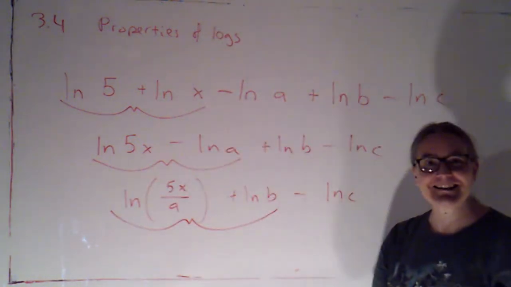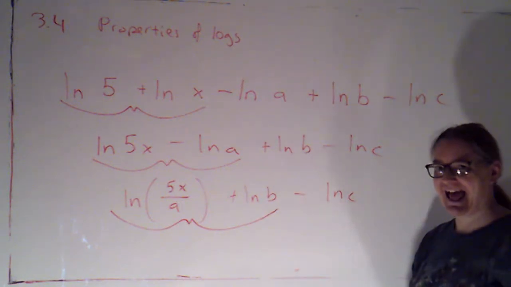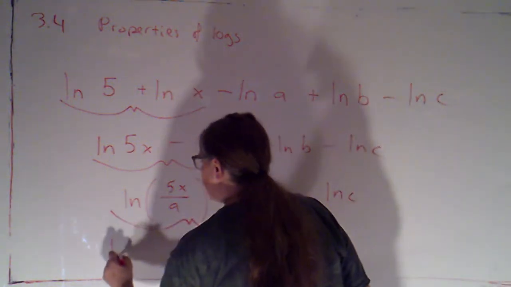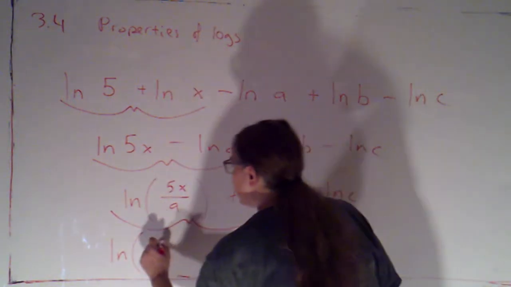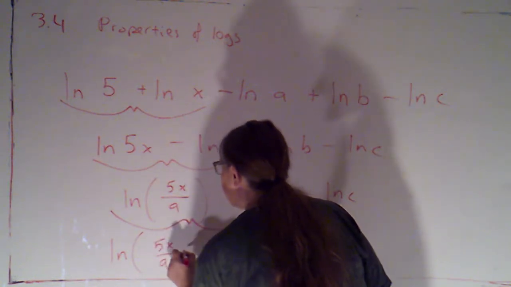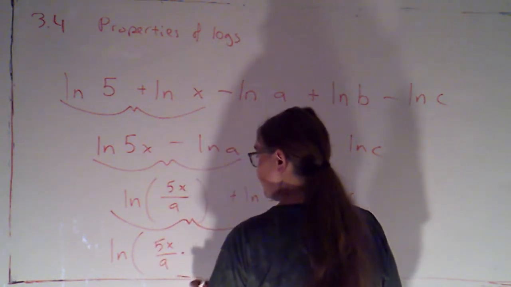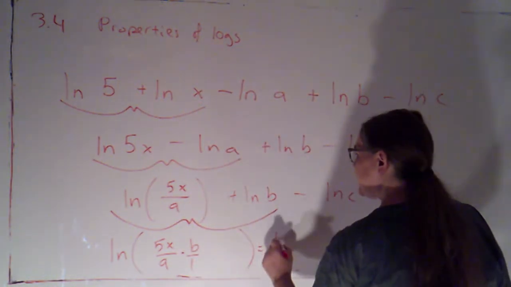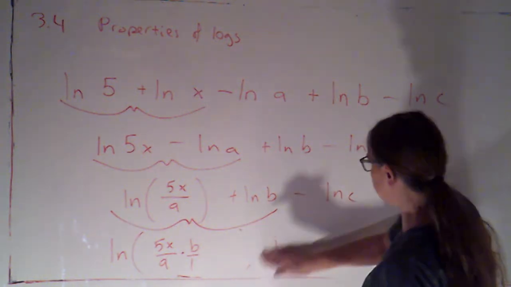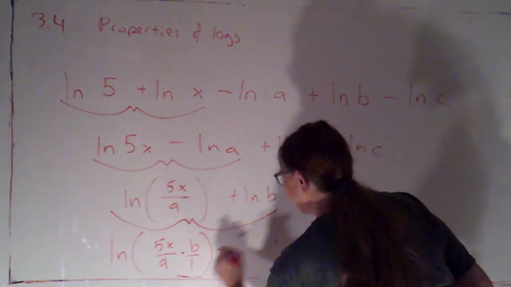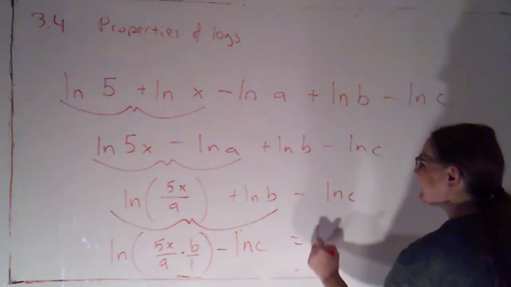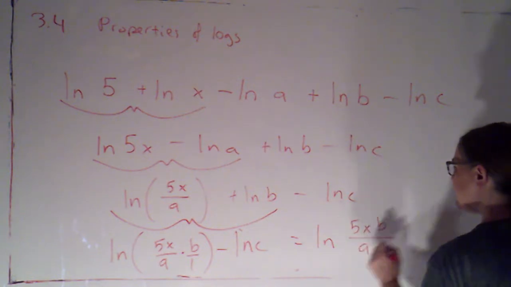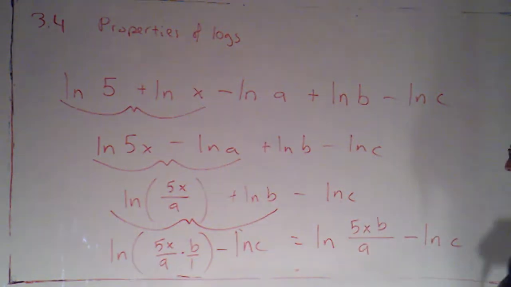I'm adding logs. Adding logs means adding exponents. I add exponents when I'm multiplying. So this is going to become the natural log of 5x over a times b. Now, of course, when I'm multiplying by a fraction, I could write that as b over 1. Then I've still got the minus natural log of c. Don't want to drop that. So now I've got the natural log of 5xb over a minus the natural log of c.